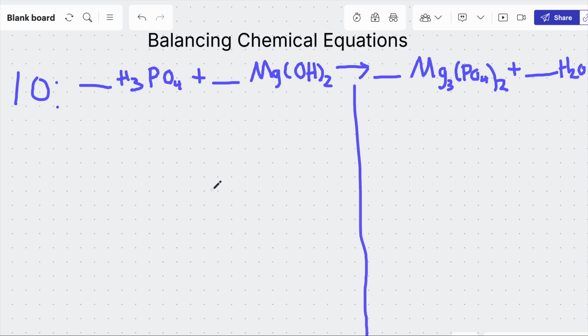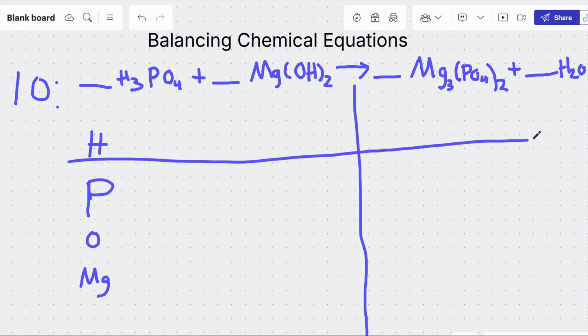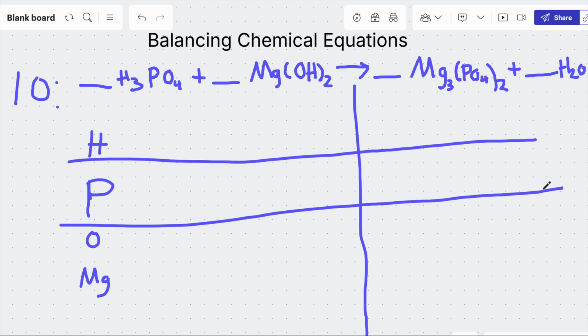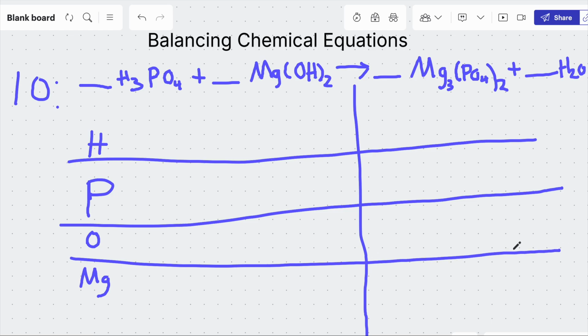So let's look at our elements. We have H's. We know that. We have P's. Ooh, wow. Okay. We have O's. We have Mg's. Okay, so we have 4 different elements here. H, P, O, and Mg, and we already got O's and H's, so good over there. We'll go here. Okay, now we'll just start off counting.